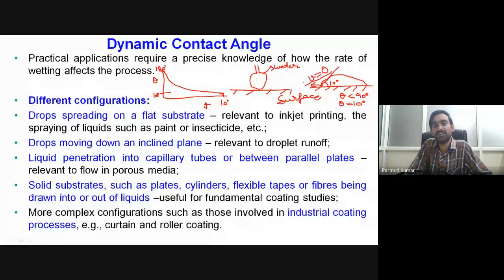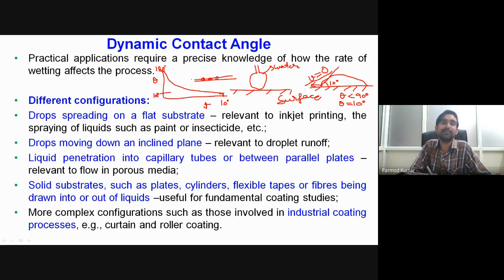Particularly, you can take the example of inkjet printing. In inkjet printing, a droplet is injected over a paper. Then in spray painting, we spray droplets of paint over the surface, and these multiple drops attach to the surface and spread over it in order to form a thin film of paint.